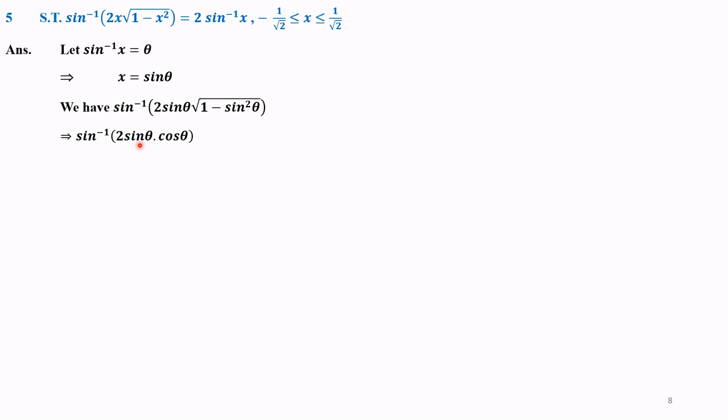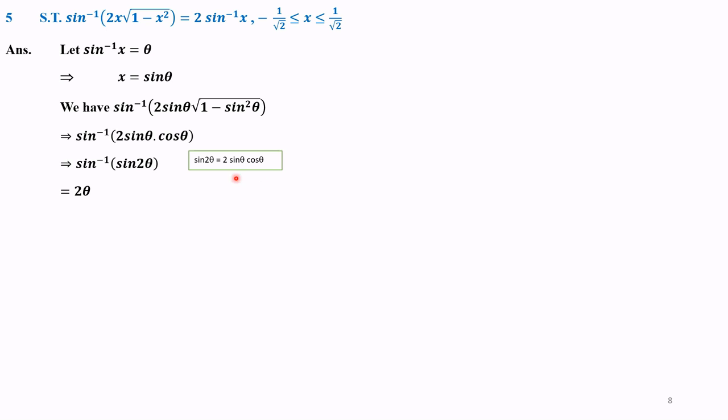Therefore, that is equal to sine inverse of 2 sine theta cos theta. We know sine square theta plus cos square theta is equal to 1. Therefore, cos square theta is equal to 1 minus sine square theta, or cos theta is square root of 1 minus sine square theta. We have just substituted this value. Therefore, that is equal to sine inverse of sine 2 theta, using the relationship sine 2 theta is equal to 2 sine theta cos theta. This relationship we have to recollect from what we studied in 10th standard and 11th standard.